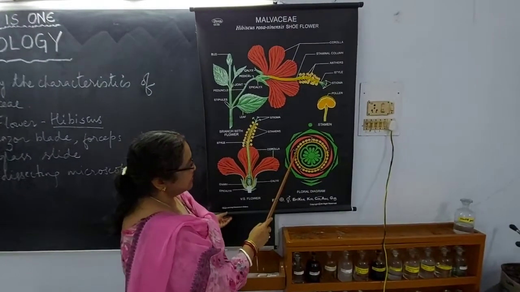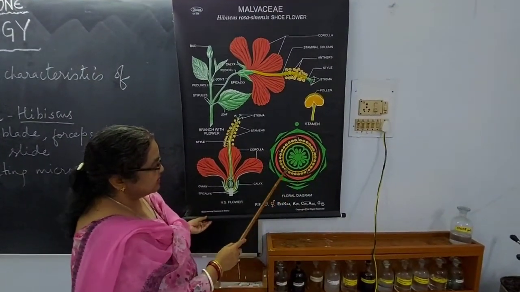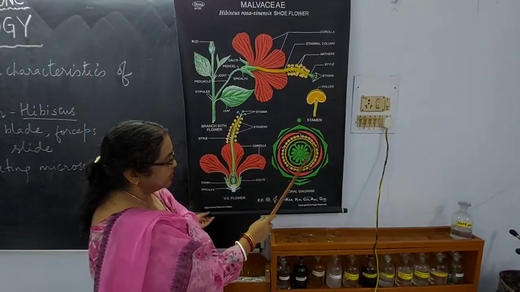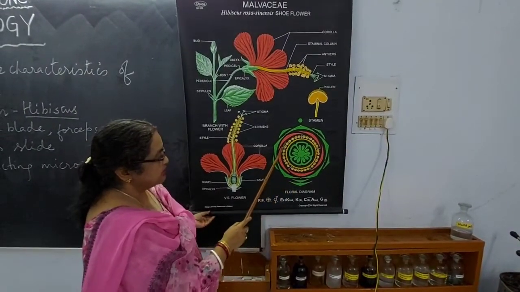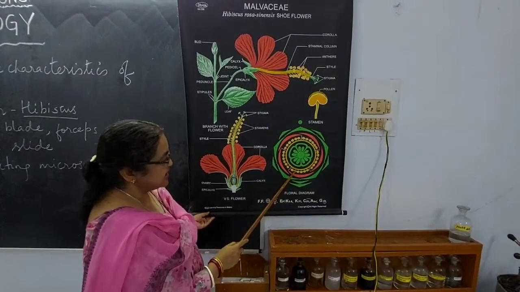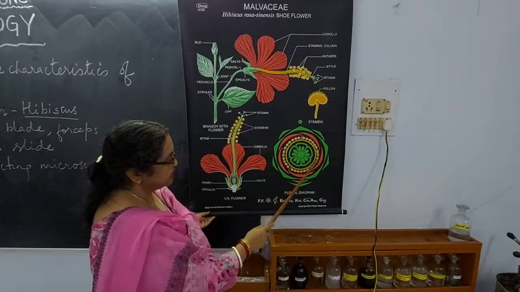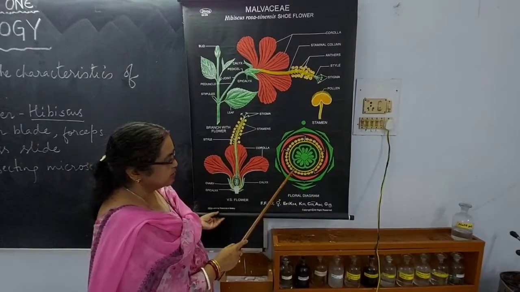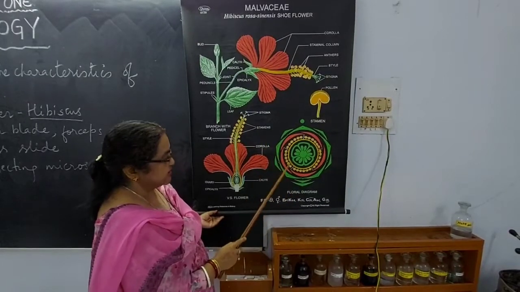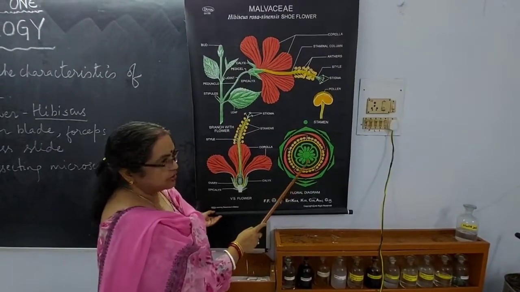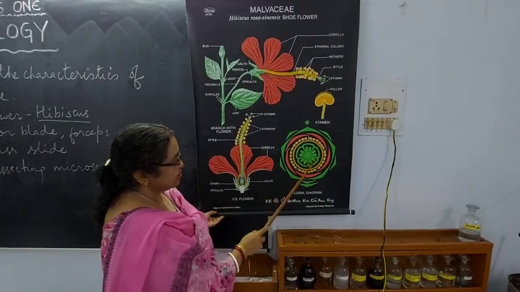Then we see the next fold is the androecium, that is the male part, having numerous, that means very many, anthers. So stamens are there, so many of them, and they are all joined together to form a staminal tube. So they have been made like this. Then the last fold is the female part or gynoecium, which consists of the ovary.